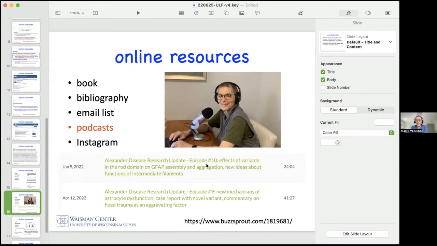We talked with Natasha Snyder from the University of North Carolina, Chapel Hill. I talked about a paper that she was a co-author on that looked at 14 different variants in GFAP and tried to understand how those variants affected GFAP assembly and aggregation. And then Natasha also presented some new ideas about functions of intermediate filaments. So these aren't on any regular schedule. It's whenever something comes up that's worth talking about. And I have a guest lined up.